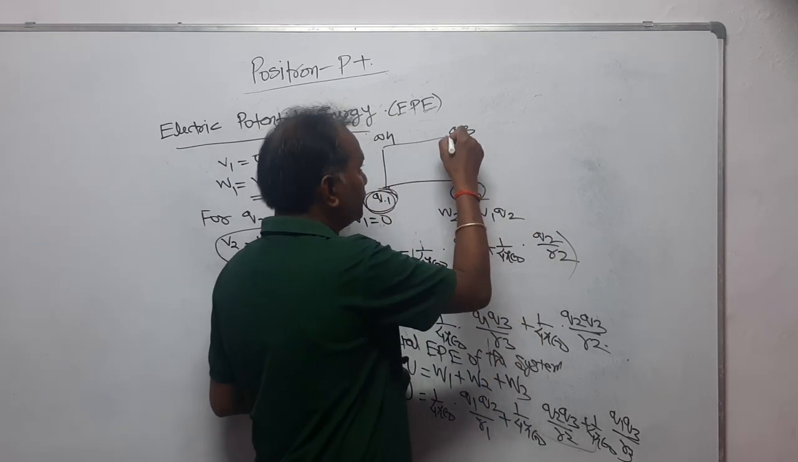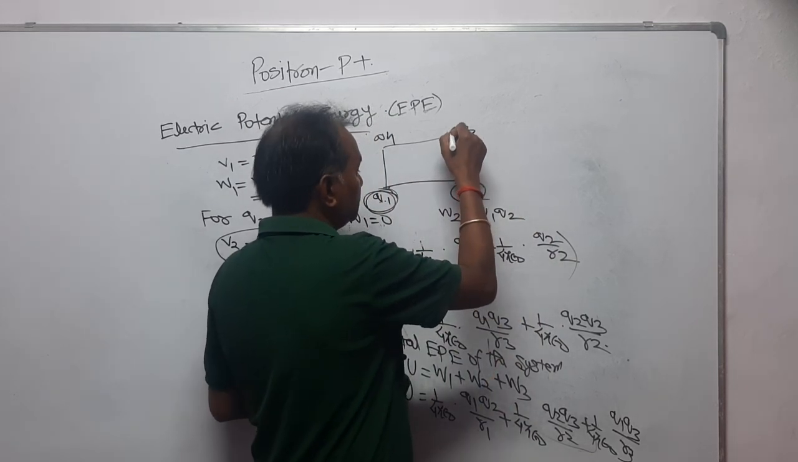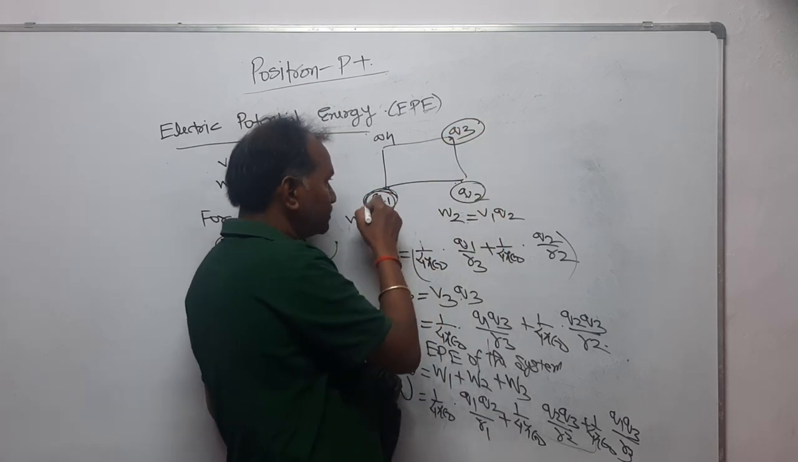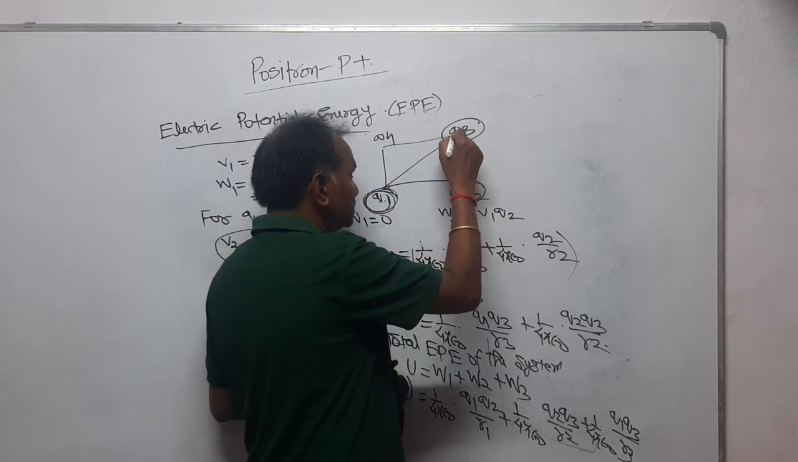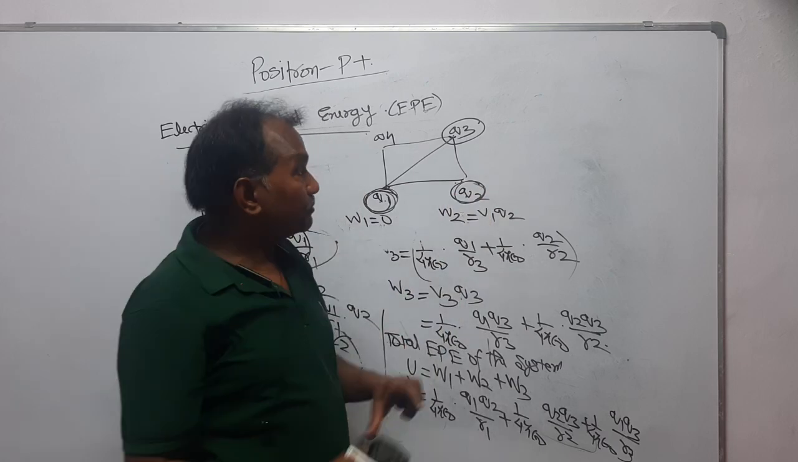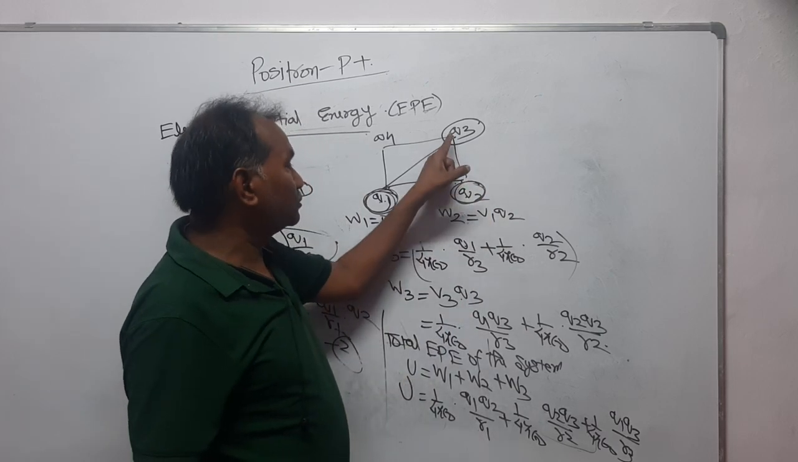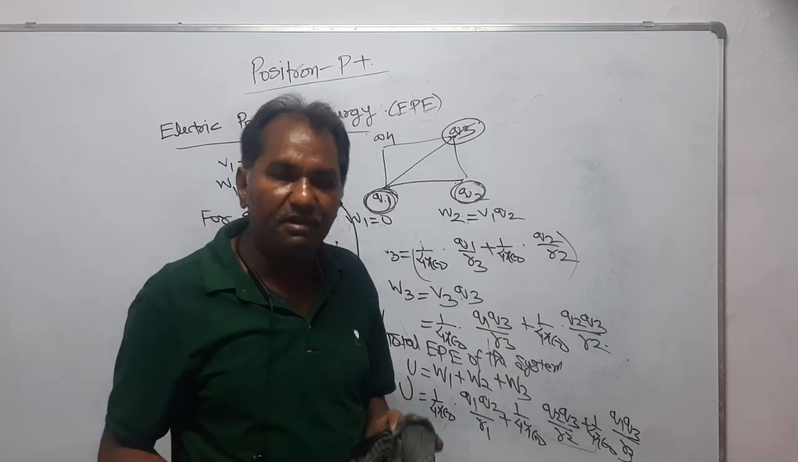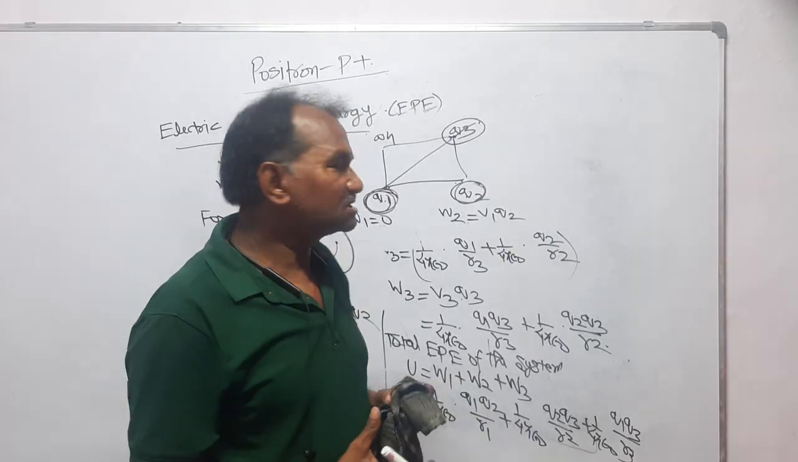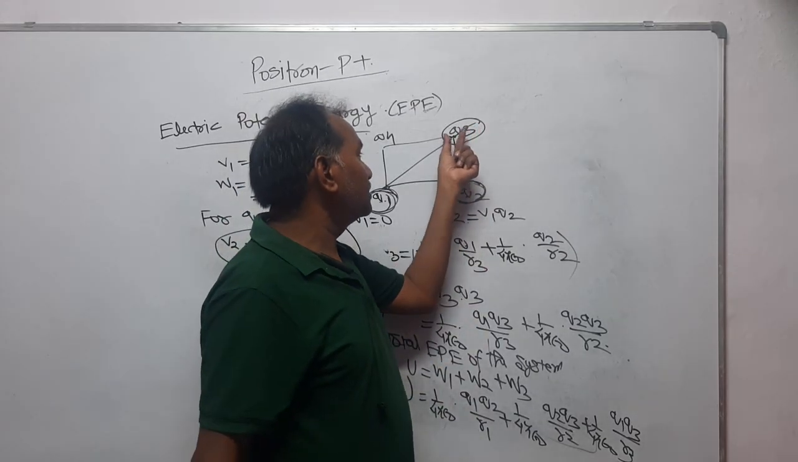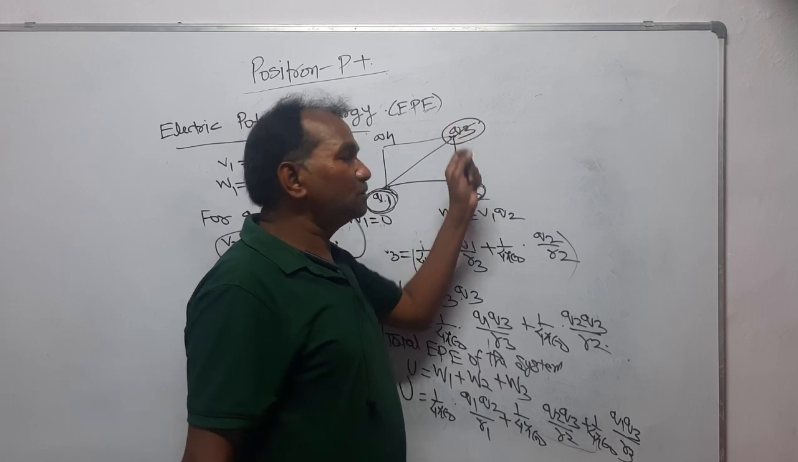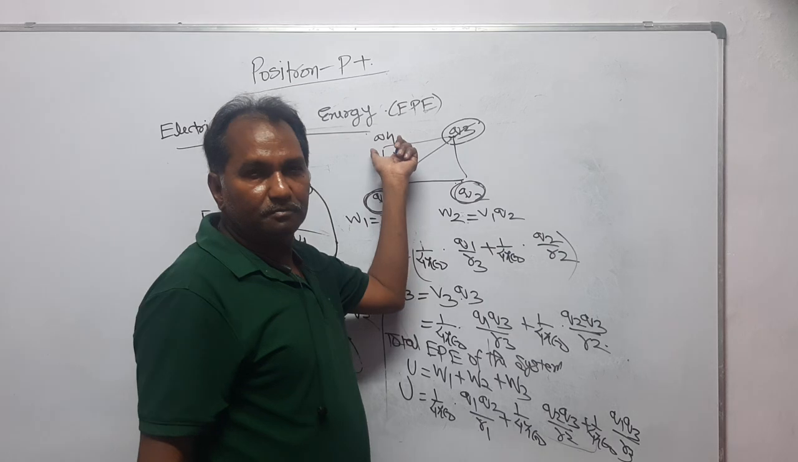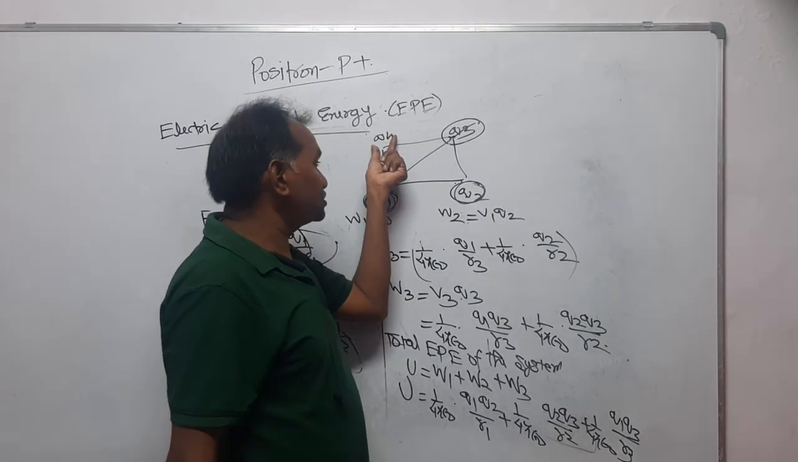After that, you have to find out the work done in bringing charge Q3. First find the potential due to this charge at this point and then the potential at this point due to the other charge, and so for the net potential just take the algebraic sum because potential is a scalar quantity, and ultimately W3 is equal to V3 Q3. Then last but not least you have to find out the work done in bringing charge Q4.